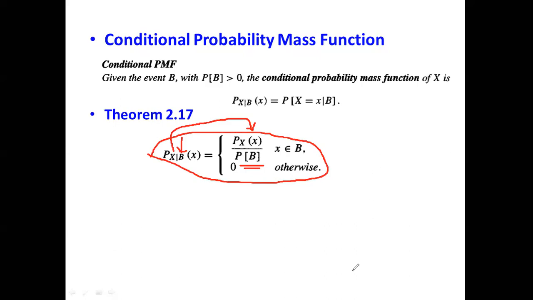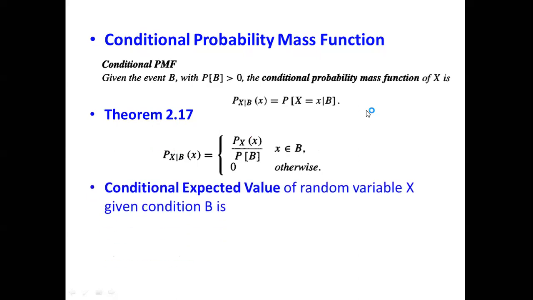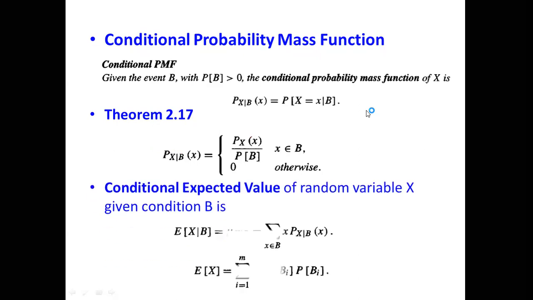Okay. The conditional expected value can also be found out, because the expected value, we know, is the summation of x times Px. If it is a conditional expected value, then similarly the probability will be replaced by the conditional probability. So this is actually a similar kind of thing.